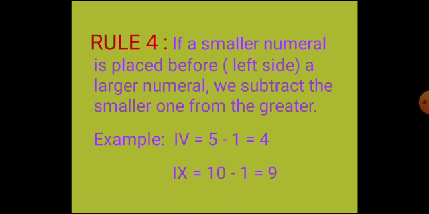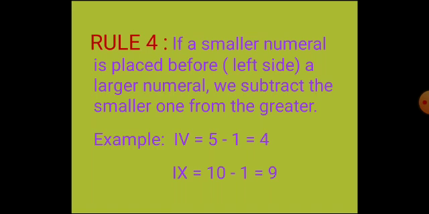In I and V, what is the larger numeral, children? Yes, V has more value, that is 5. I has less value, that is 1. So the smaller value I is placed on the left side of V. That means we have to subtract the values. How to subtract? Larger numeral minus smaller numeral. So here the larger numeral is V, value 5. 5 minus I value 1. 5 minus 1 equals 4.